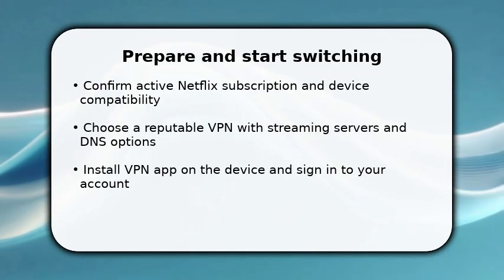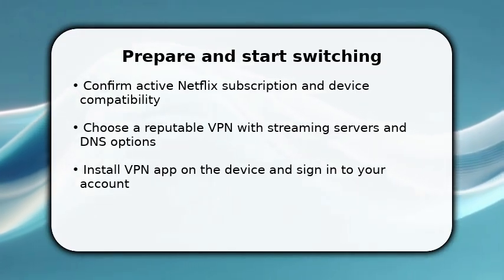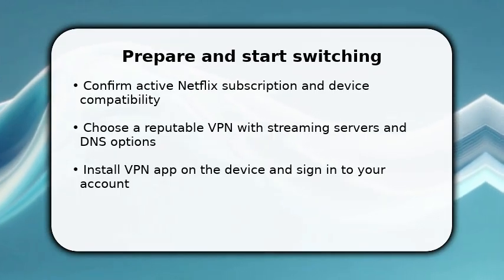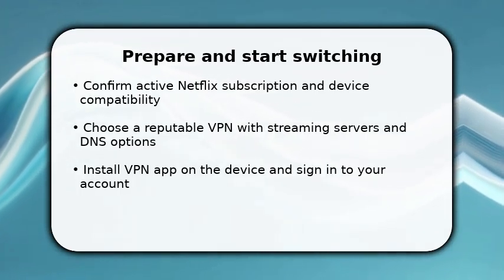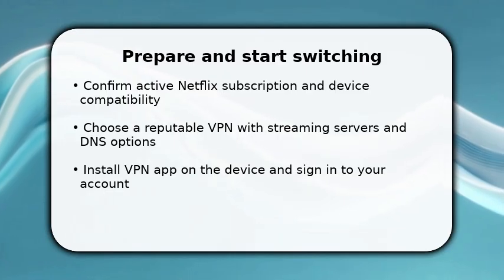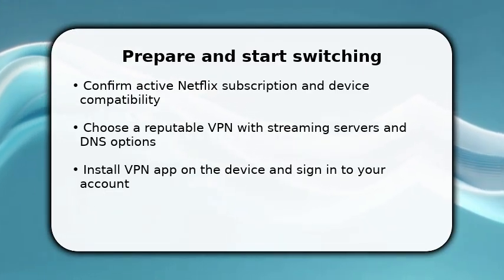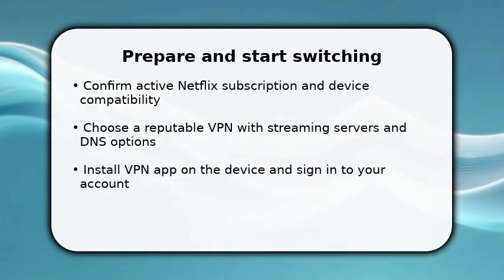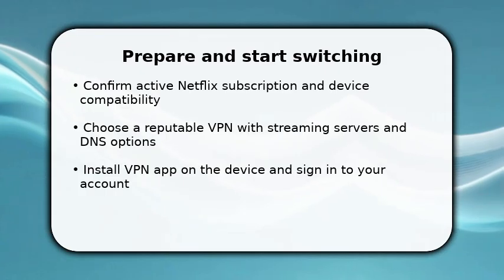You begin by confirming your Netflix account and device are ready. Install and sign in to a VPN that lists streaming servers. This matters because Netflix blocks many IP ranges. Once installed, pick a nearby streaming-optimized server to reduce buffering. Make sure to disable other proxy or DNS services first so they do not conflict.